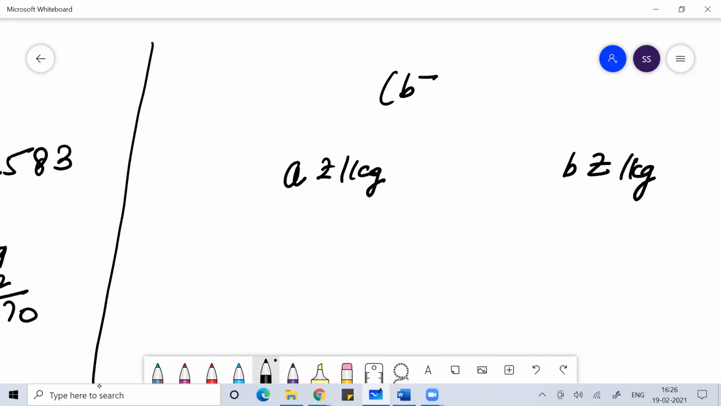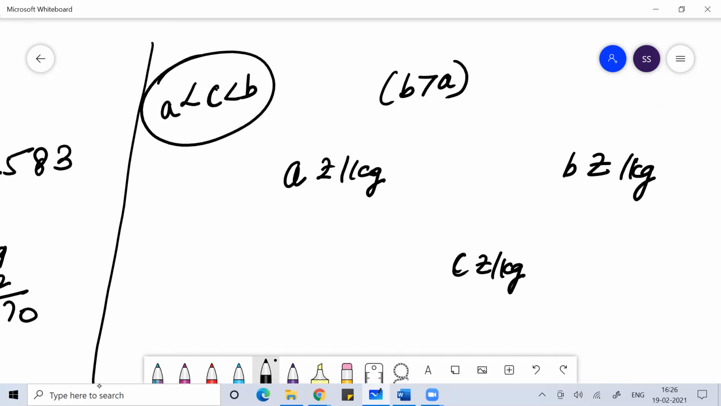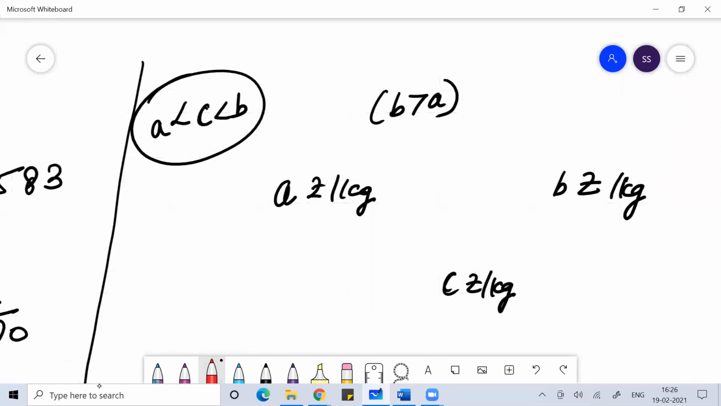Suppose B is more than A, means B is expensive, A is cheaper, and you have a mixture having C rupees per kg. So the value of C definitely should be more than A but less than B. It cannot be more than B, neither can it be less than A. So you need to understand the ratio of the kg you take of the cheaper and expensive; whatever ratio you take will determine this price.